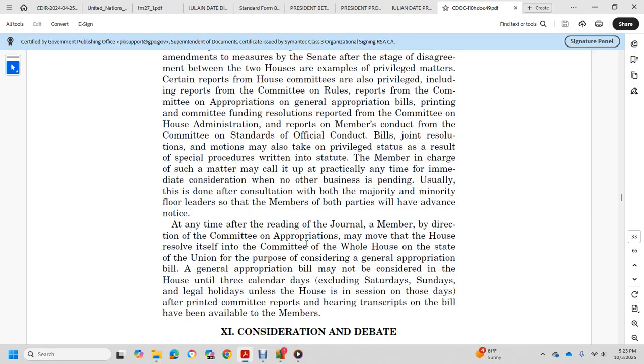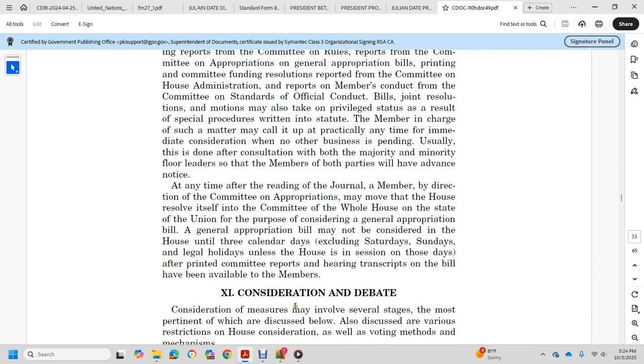Any time after the reading of the journal, members with the direction of the committee on operations may move that the House resolve itself into the Committee of the Whole House on the state of the Union for the purpose of considering general operation bills. They may not be considered in the House until three calendar days, excluding Saturday, Sunday, and legal holidays, unless the House is in session on those days, after printed committee reports and hearing transcripts on the bill have been available to members.